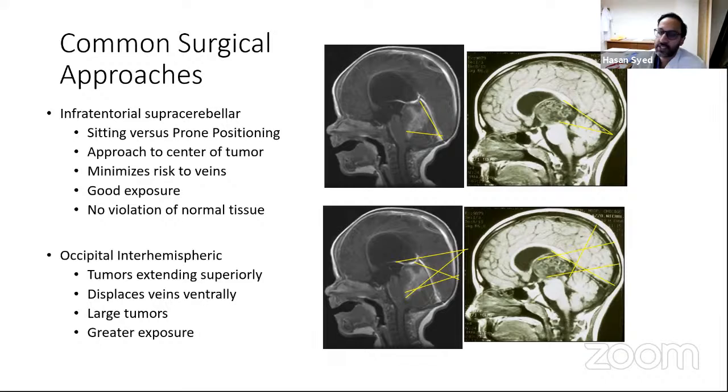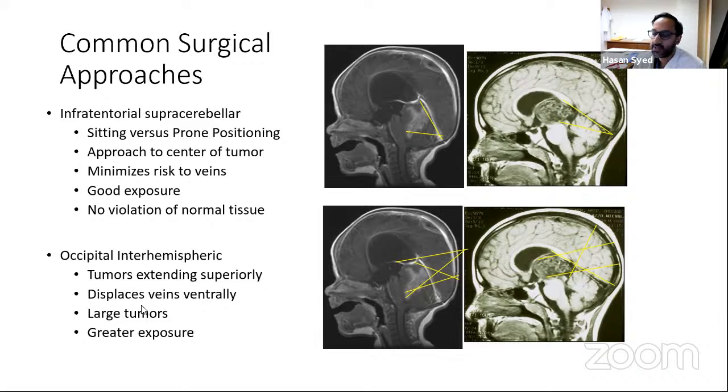But this is a useful approach for getting to the center of the tumor. It minimizes risk to the veins, and there's no violation of normal tissue. Contrast that to the occipital interhemispheric approach. Again, as I was mentioning, this works well with tumors extending superiorly, tumors that abut the corpus callosum, or ones that go up to the tentorium, as well as tumors that displace the veins ventrally.